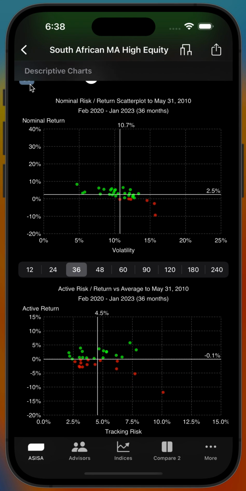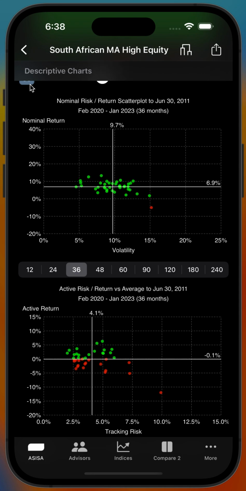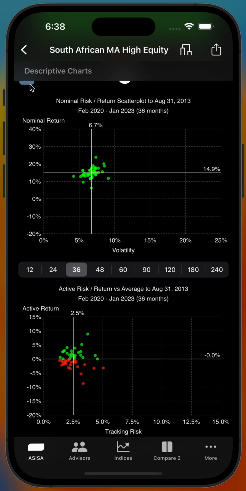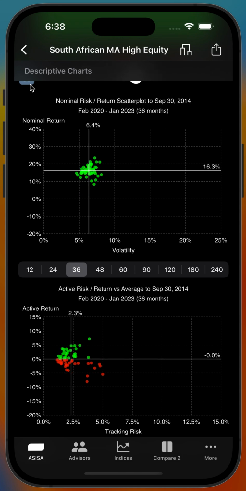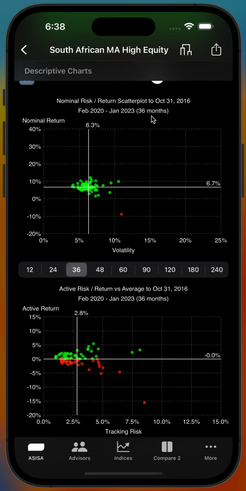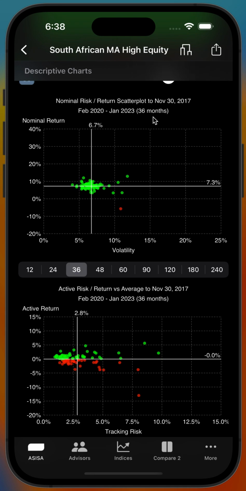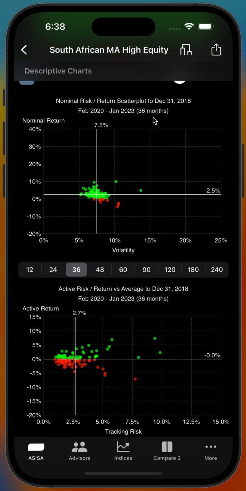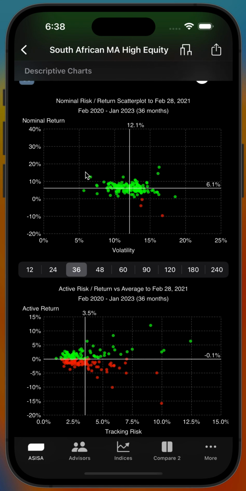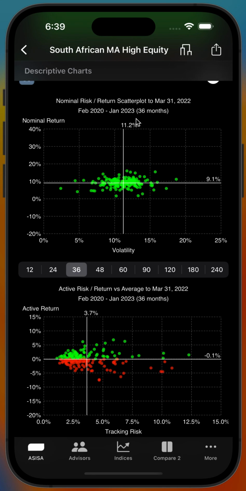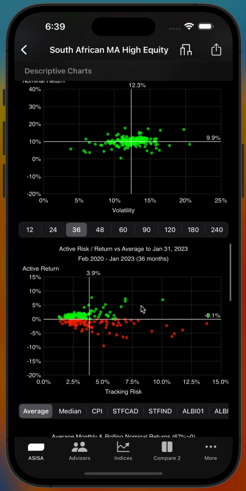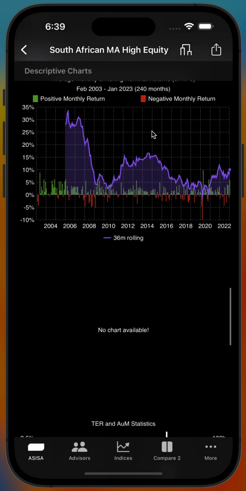So you move the window up 1 month at a time and you recalculate the return and the volatility over that 3-year window, and then you move it up one more month, so you can see it looping through the months all the way from 2005 when you had the first 3-year period to 2023 when it ends. So you can see funds' volatility and returns, both nominal and active, changing all the time. Okay, so we've had a look at that. Let's look at the final graphs here.